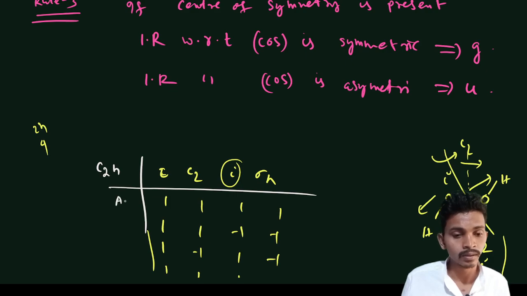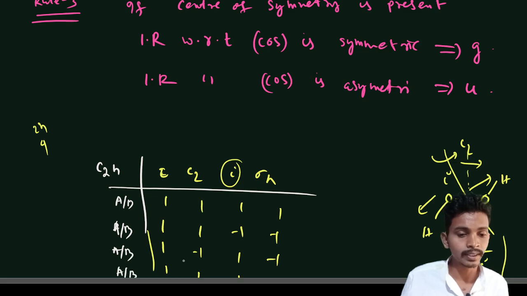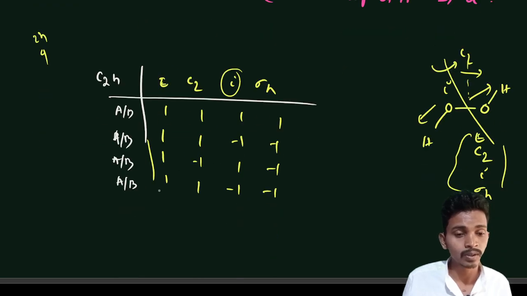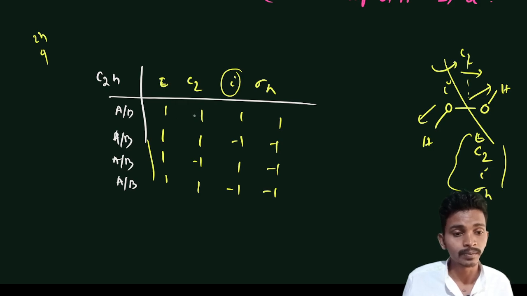So here A or B, because identity is 1. If it is 2, then E, or if it is 3, then T, because here identity is always 1. On the 4, the order is 4, so to get 4 all has to be 1, so only 1 means A or B. Okay, now next is C2.